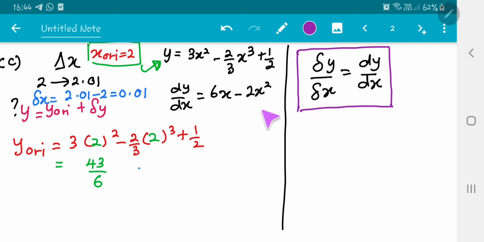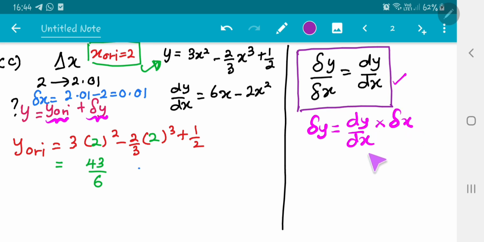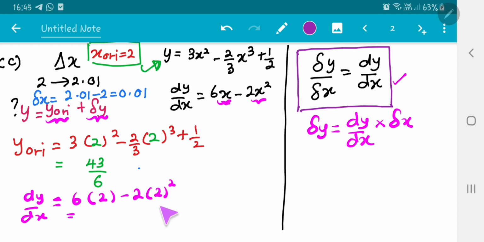Next we need to find the delta y value. Y original done. To find delta y, we need to use this formula. Make delta y as your subject. So you need to find dy by dx value times delta x. To find the dy by dx value, always put in the original value of x, which is 2. So here you akan dapat 12 minus 8, that is 4. Put in the formula: dy by dx is 4 times delta x is 0.01. So 0.01 times 4, you akan dapat 0.04.